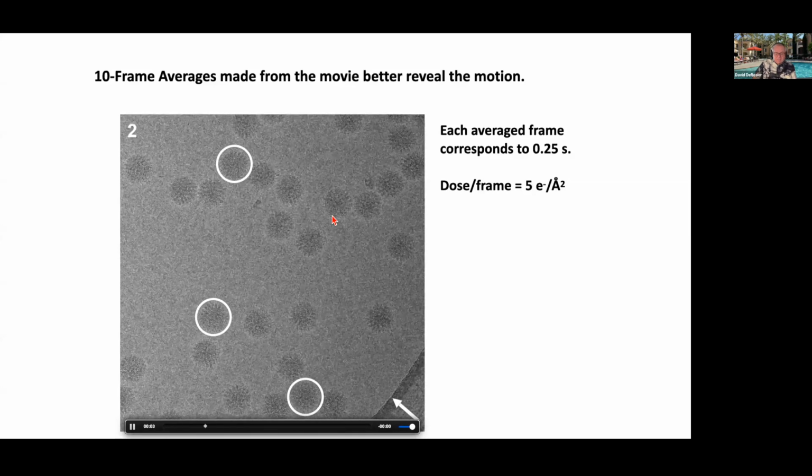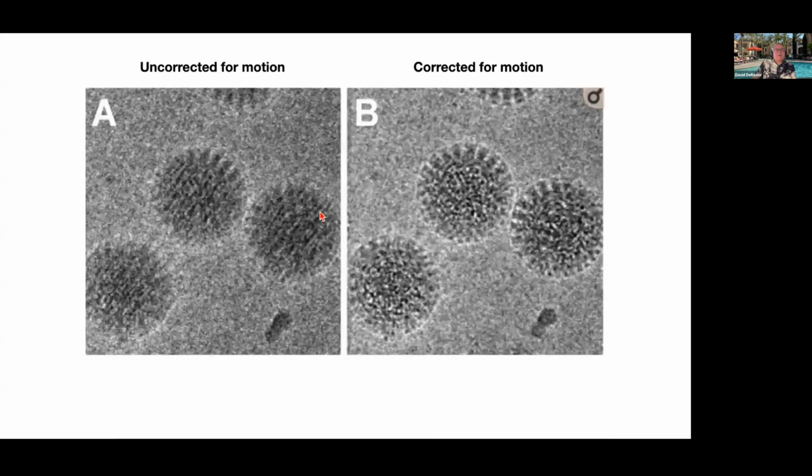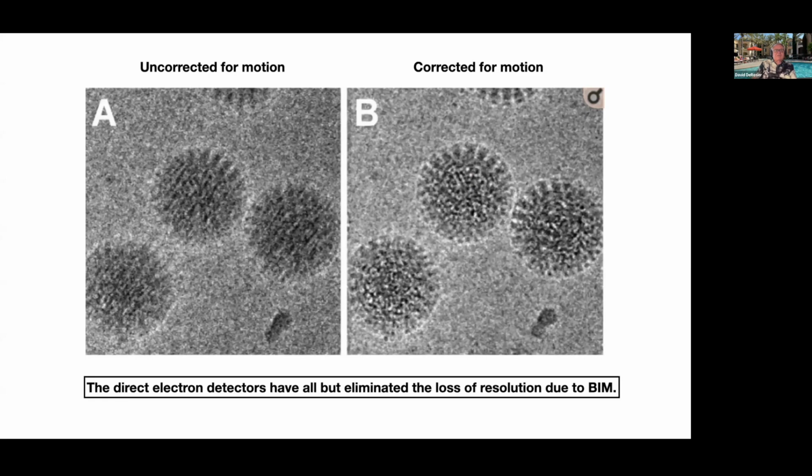the motion. And in fact, this is what Nico Grigorieff and Bridget Carragher and their colleagues did. And of course, here's if you don't correct for the motion. And here, if you do, you get these nice shiny particles. So the direct electron detector all but eliminated the loss of resolution due to beam-induced motion.